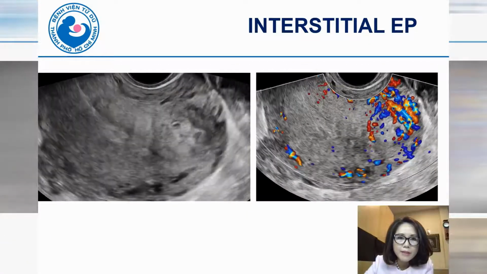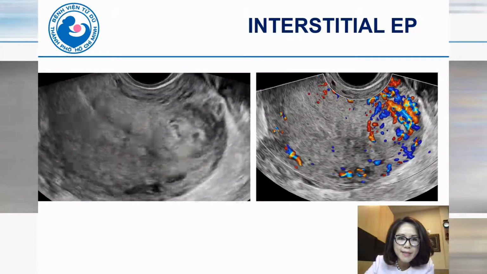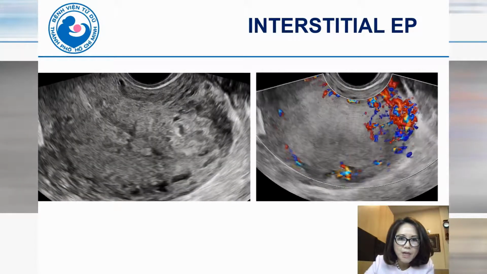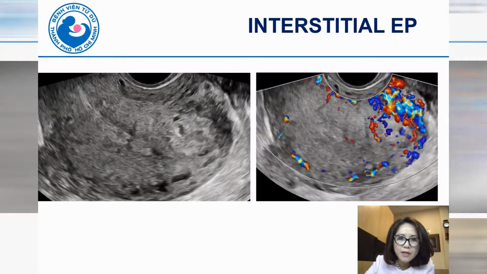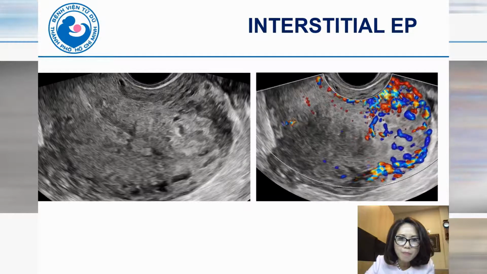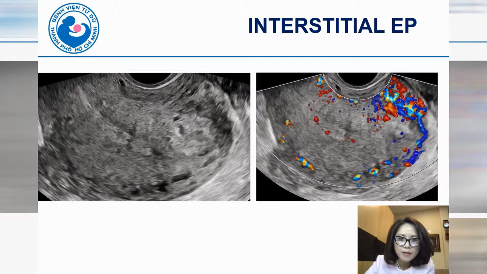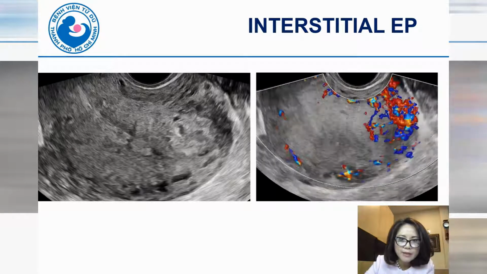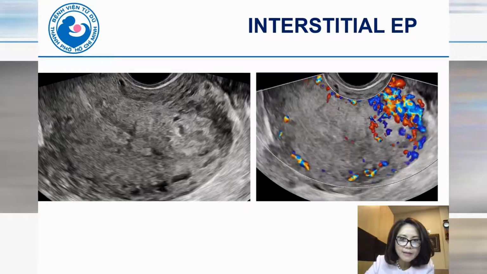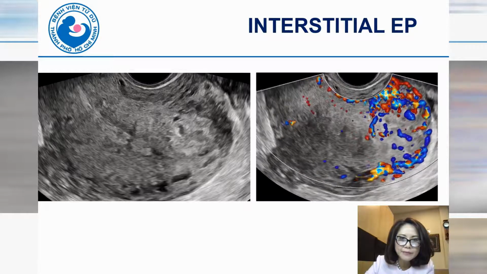Here is another case of interstitial ectopic pregnancy in 2D and color Doppler. On color Doppler, you can see the prominence of vascularity around the gestational sac, very prominent, because in interstitial ectopic pregnancy the trophoblast invades the myometrium more than normal, so it looks like placenta accreta.